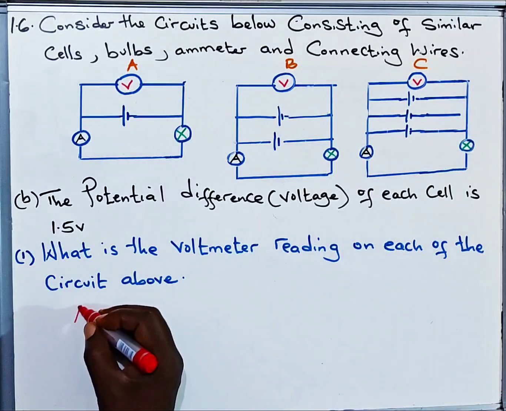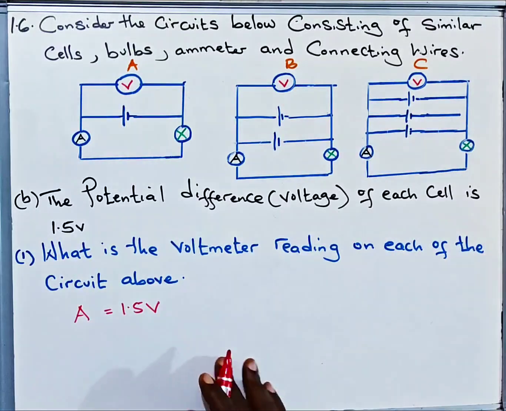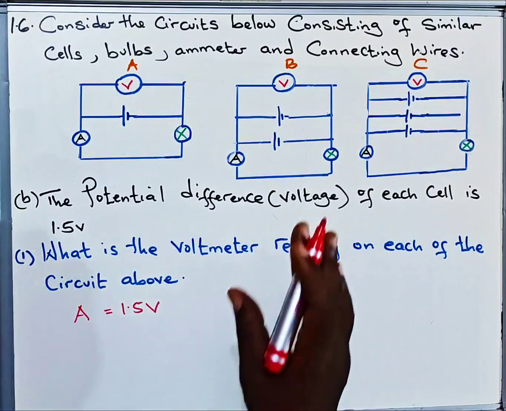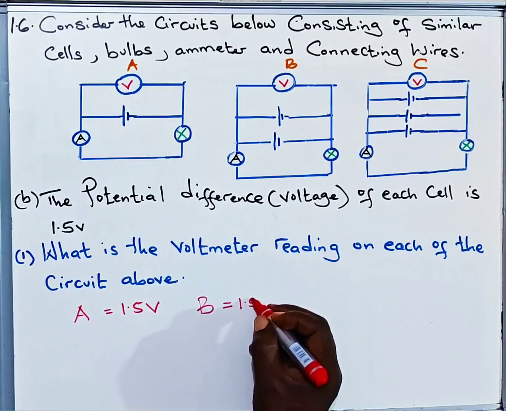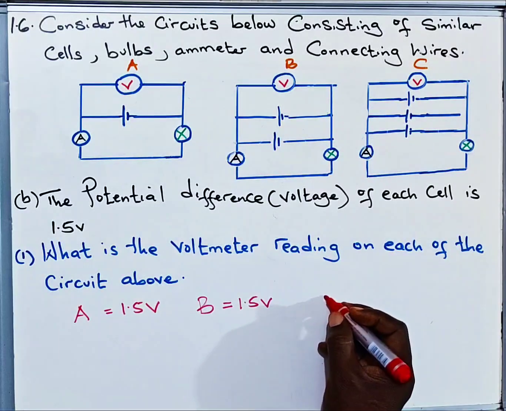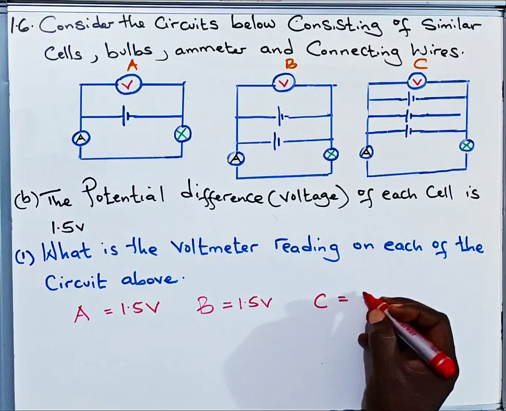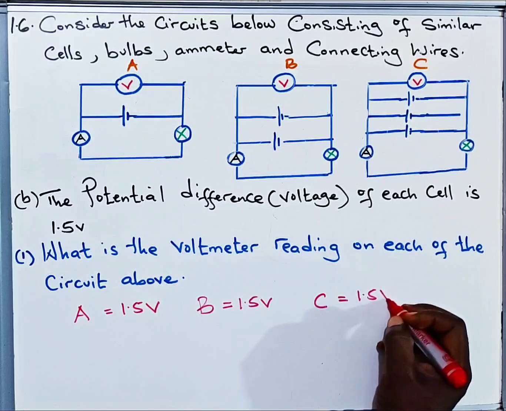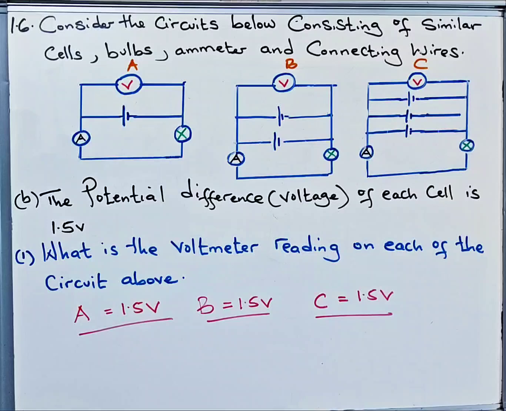Let's look at A. A is 1.5 volts. Surprisingly, for B, it is also 1.5 volts. In the same spirit, even for C, the voltmeter reading is 1.5 volts. This is what happens when the cells are arranged in parallel.